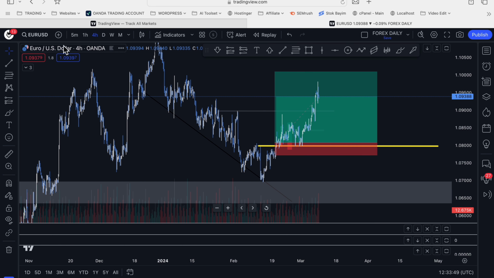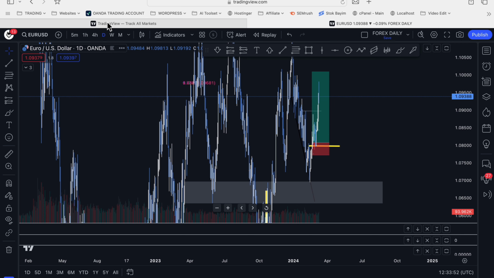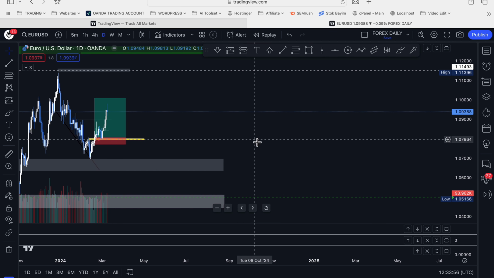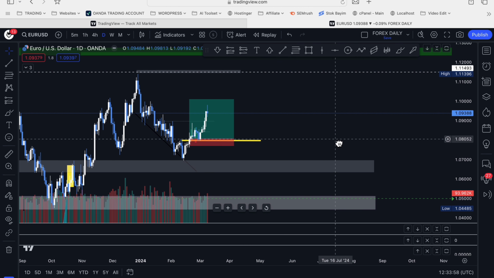So we're on the Euro USD here, and I'm going to come to the daily time frame. So I always place my trades in the daily time frame. When I started off trading, I was trading 3 minute. I moved to 5 minute. I moved to 15, to 1 hour, to 4 hours, and now I'm on the day.